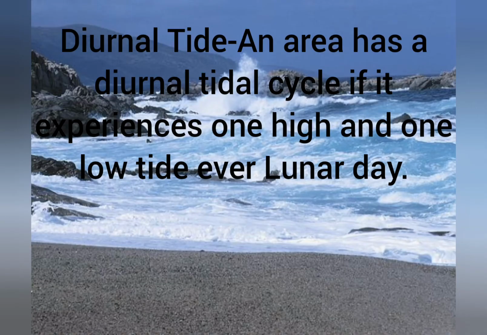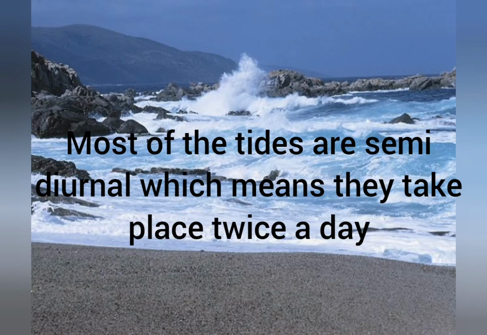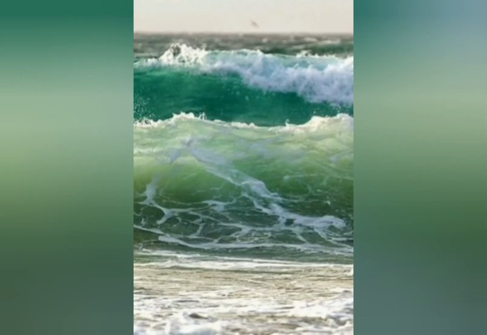A diurnal tide, or an area having a diurnal tide, is when it has a cycle of one high and one low tide over a lunar day. Most of the tides are semi-diurnal. That means there are two high tides and two low tides each day. Now let's talk about the different types of tides that occur on the earth.